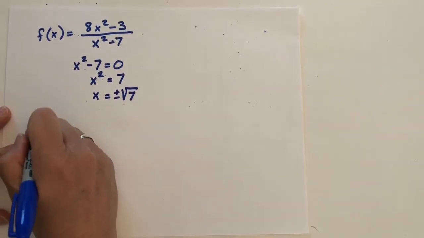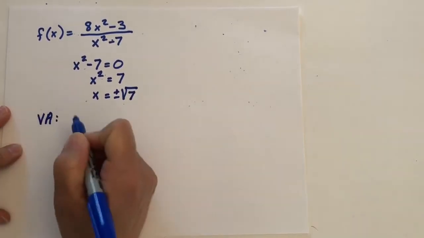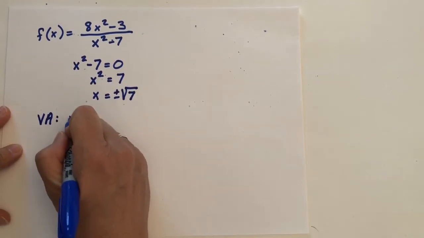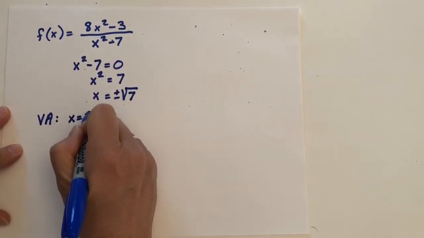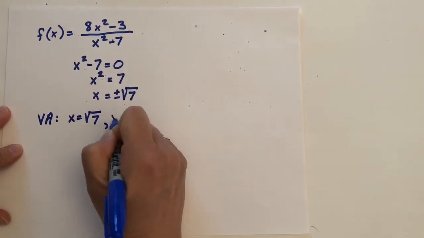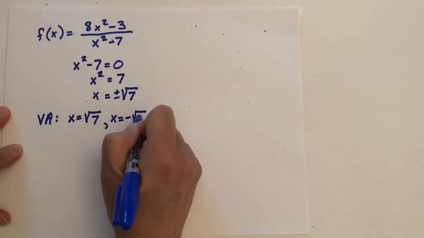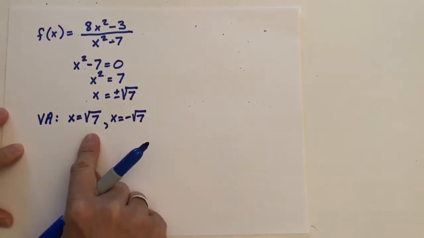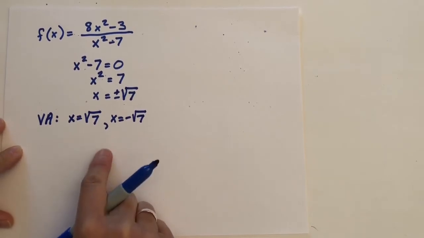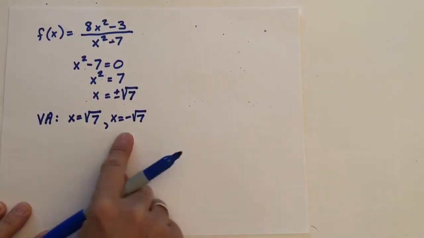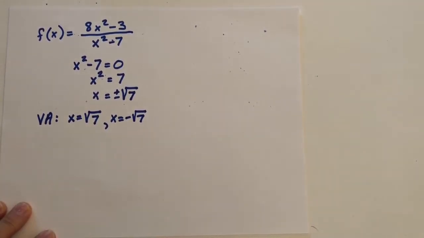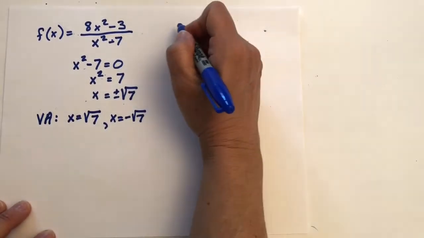So those are in fact the places for our vertical asymptotes. There will be one at positive square root of 7 and a vertical asymptote at negative square root of 7. So again, now we see that the vertical asymptotes don't even have to occur at the rational values. These are irrational numbers, but that's totally fine. Let's look at this next one.